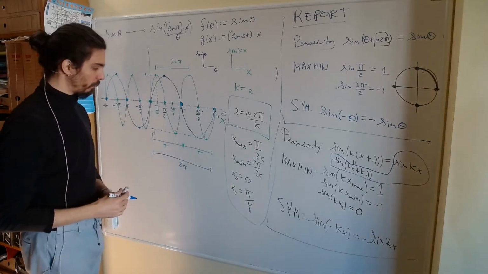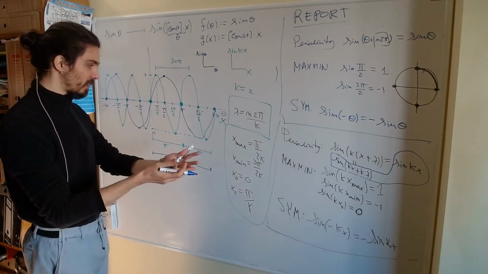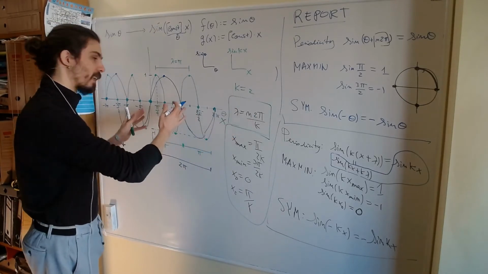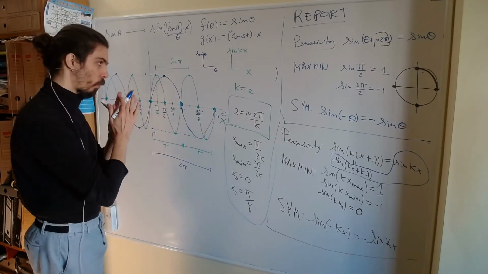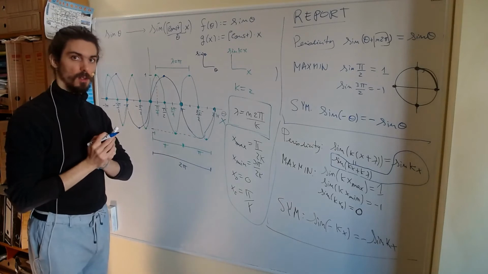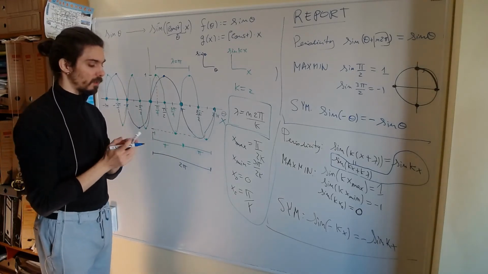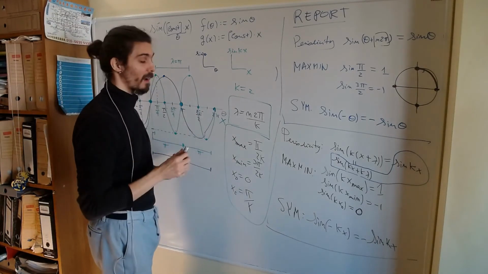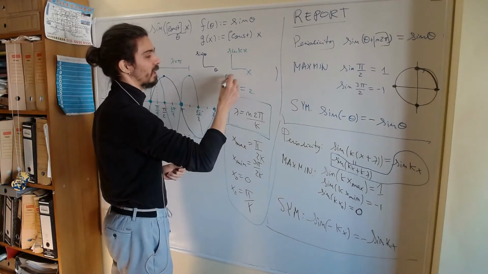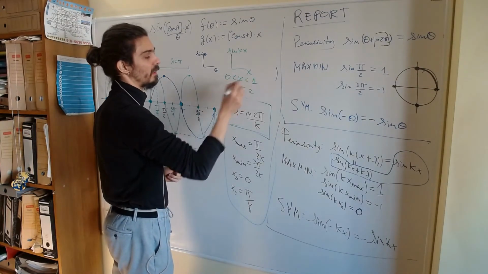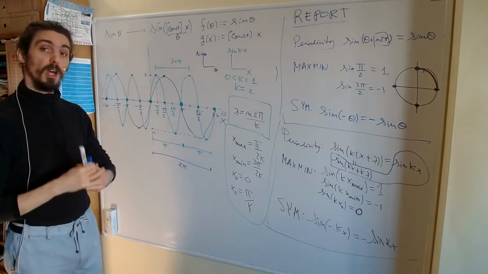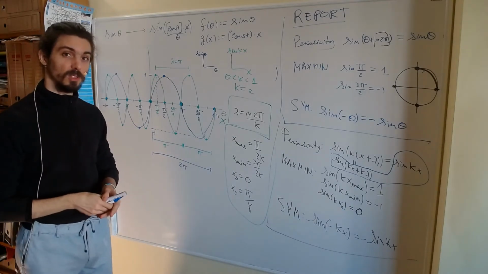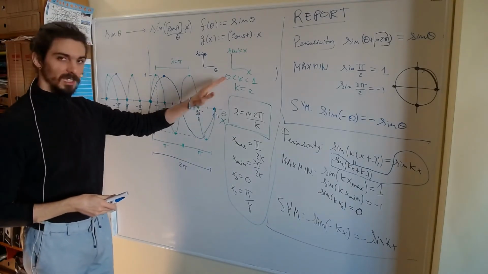Now, if k increases, the function compresses. What if k is smaller than 1 now? If k is smaller than 1, it's the case I'll leave you as a homework. This case. Okay? And the negative as well. You can find the details in the notes. Okay? But I think you can work it out.